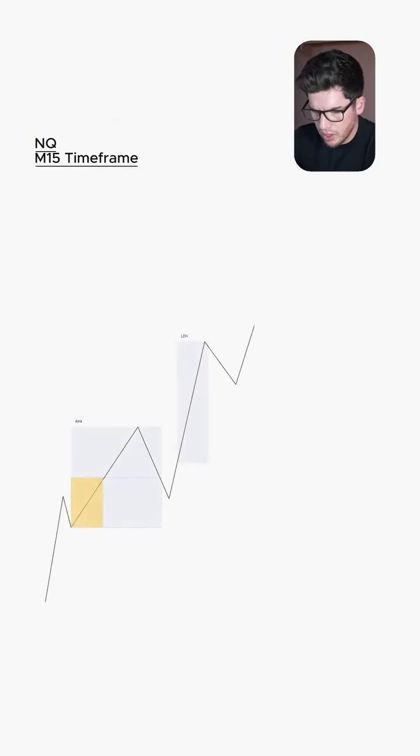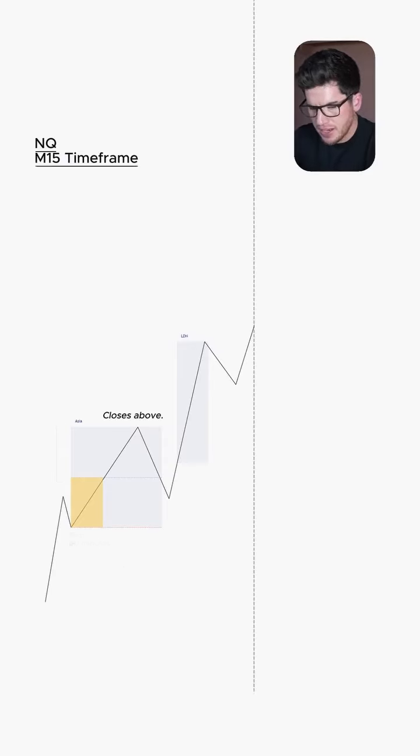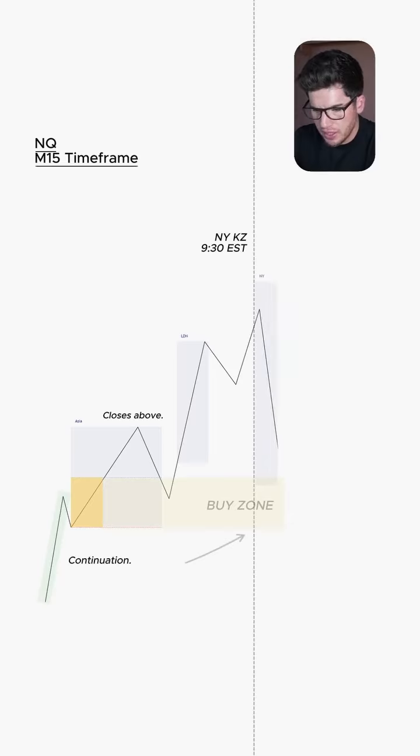Now, the two ways to utilize this indicator is, first of all, the direction in which price travels away from the initial balance. If we have price moving above the initial balance for the trading day, then in line with your higher time frame narrative, you need to be continuing later on in the London or the New York session in the same direction that price continued outside of the initial balance.